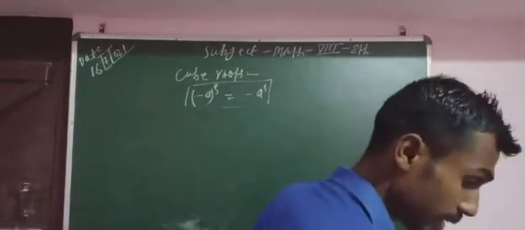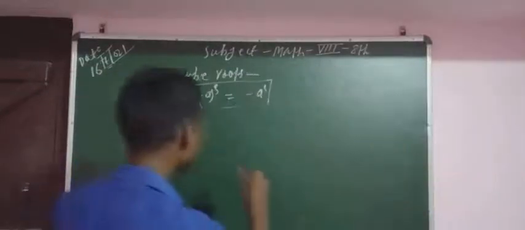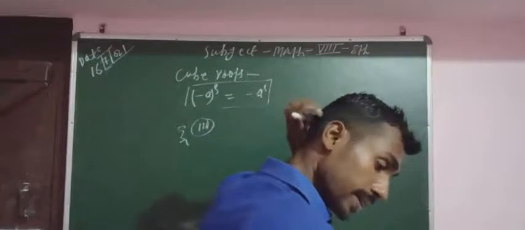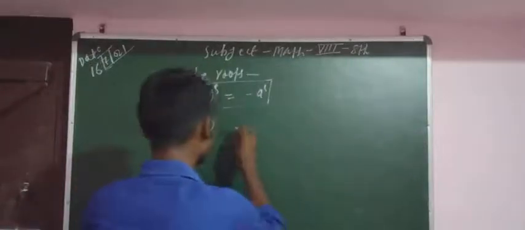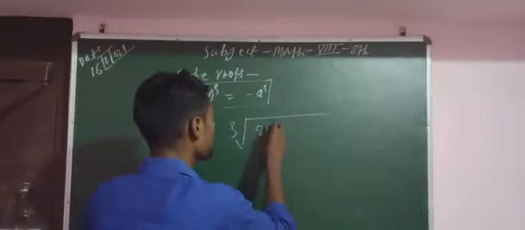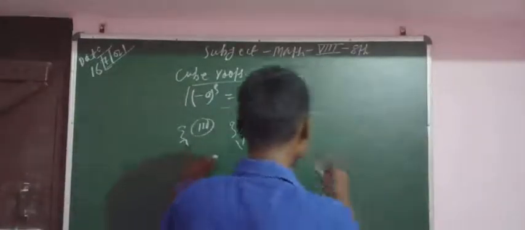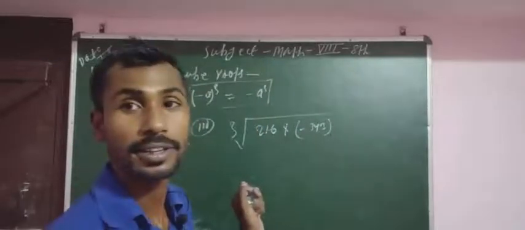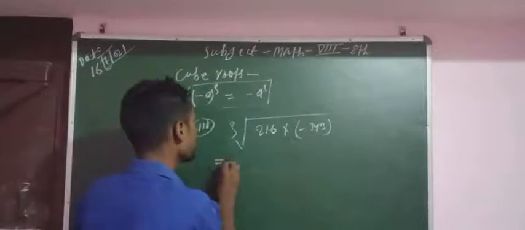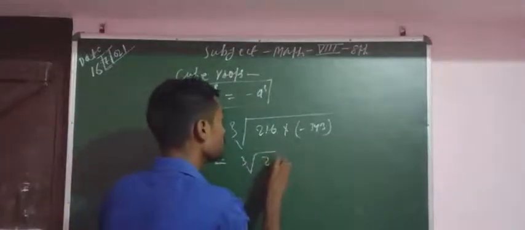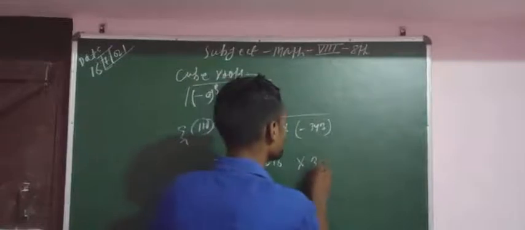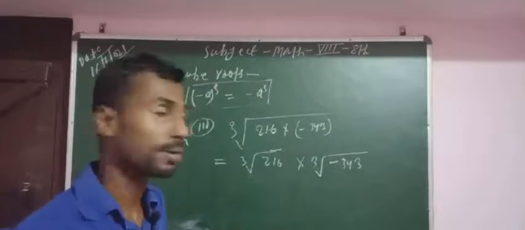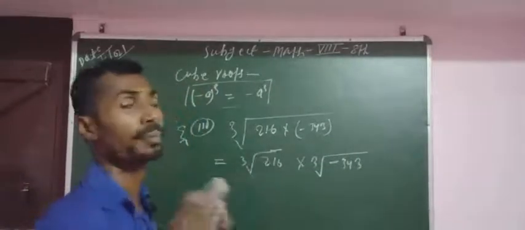Second example is that cube root of 216 into -343. So look at this. So that means cube root of 216 into cube root of -343. The 216 is the perfect cube of 6.